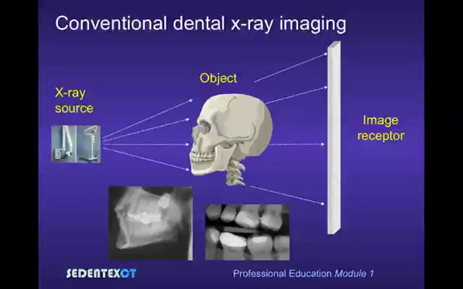Thus, in conventional X-ray imaging, we have an X-ray source, an object and an image receptor. The beam diverges from the source of X-rays and produces a magnified image.